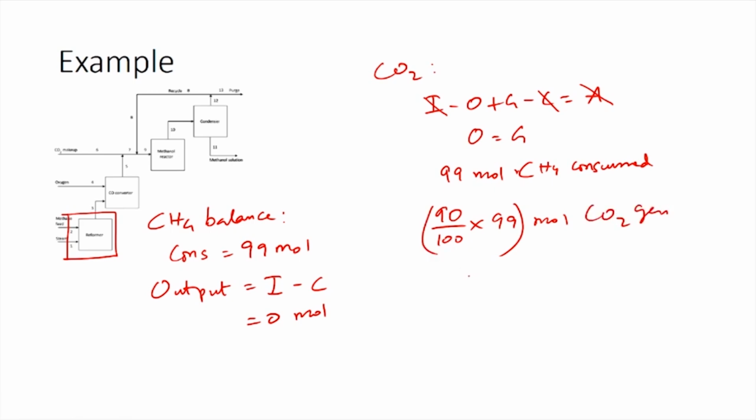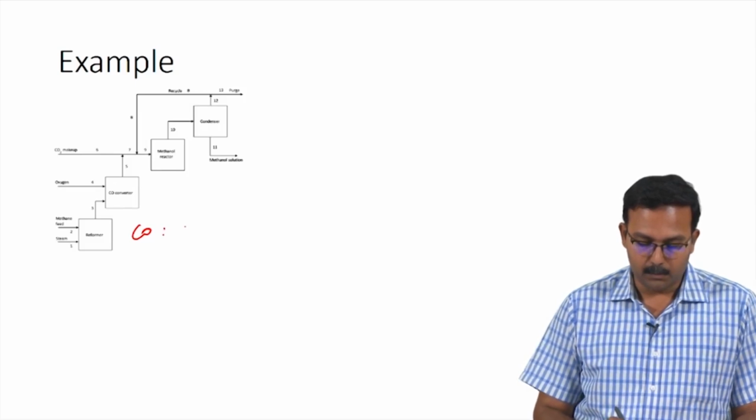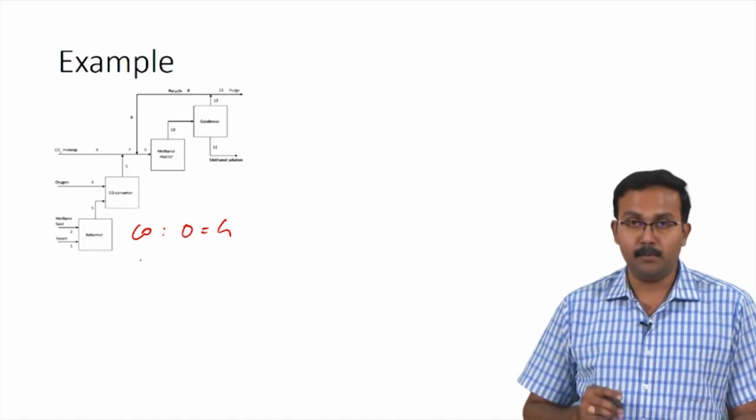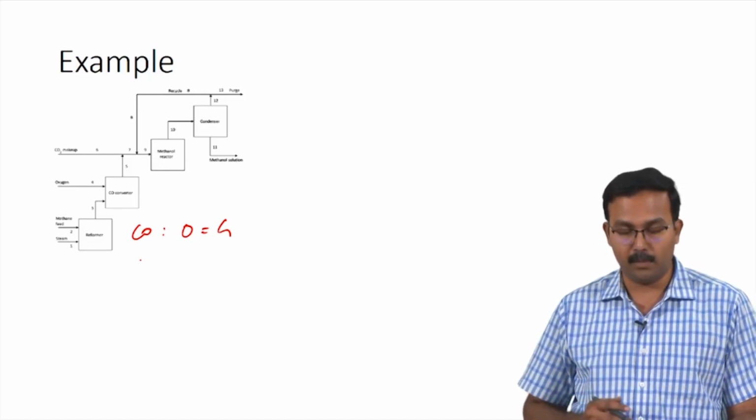So, CO2 generated would be equal to 89.1 moles. So, this implies stream 3 contains 89.1 moles of CO2. Similar to carbon dioxide, we can also perform a carbon monoxide balance, which would again be output equals generation. So, we knew that 90% of the methane which was consumed went into the main reformer reaction and the rest 10% went into the side reformer reaction.